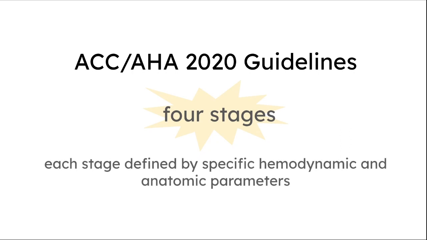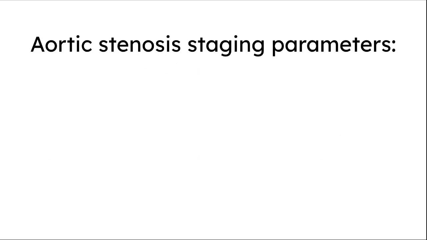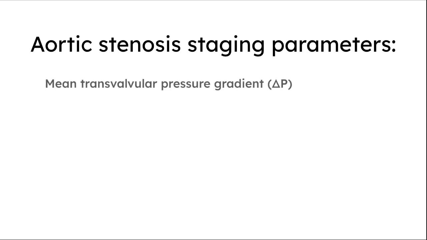According to the ACC/AHA 2020 guidelines, there are 4 stages of aortic stenosis, each defined by specific hemodynamic and anatomic parameters. These parameters include mean transvalvular pressure gradient, or delta P, which is the difference in pressure between the left ventricle and the aorta during forward flow.